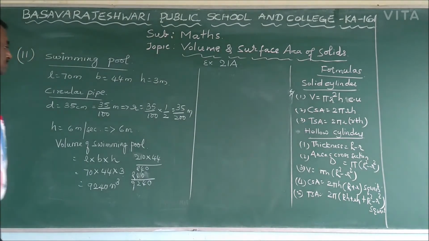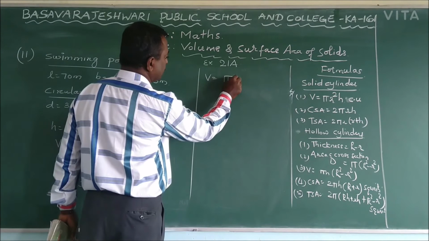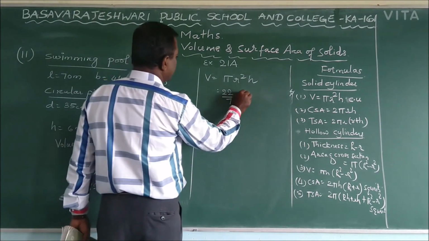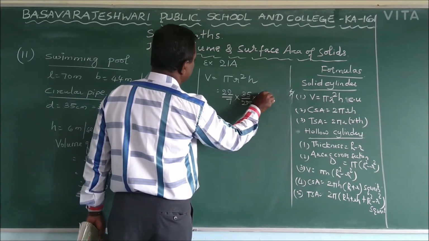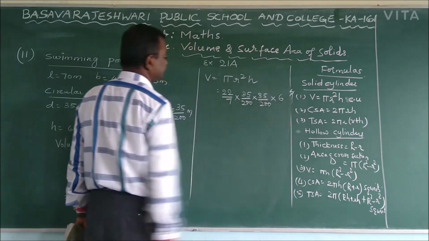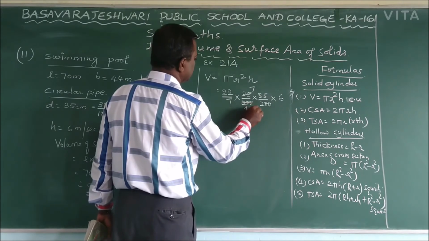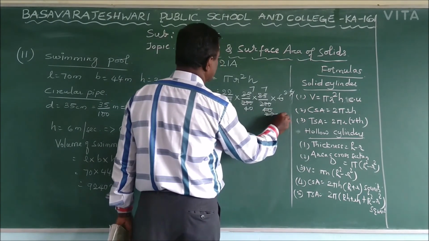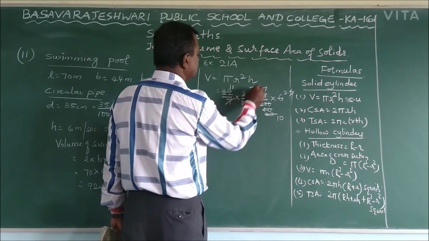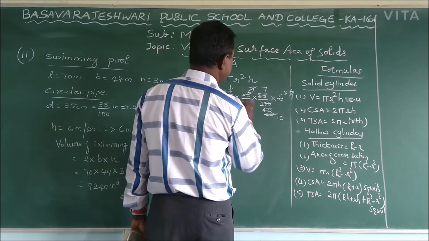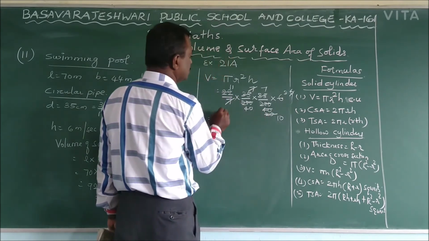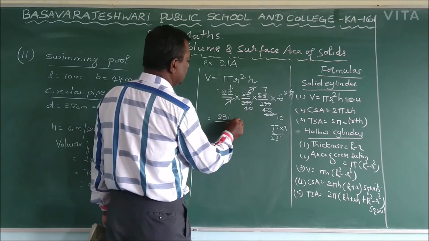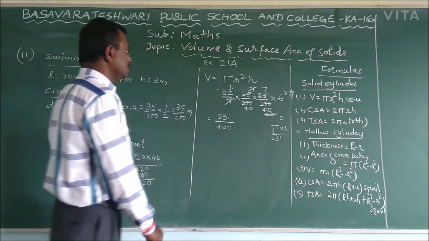Next, we have to find out the volume of the circular pipe. Volume of circular pipe is pi r square h. That is 22 by 7 into, what is r? We wrote 35 by 200 into 35 by 200 into length 6. The 7s cancel, so 77 into 3, that is 231 by 44 meter cube.